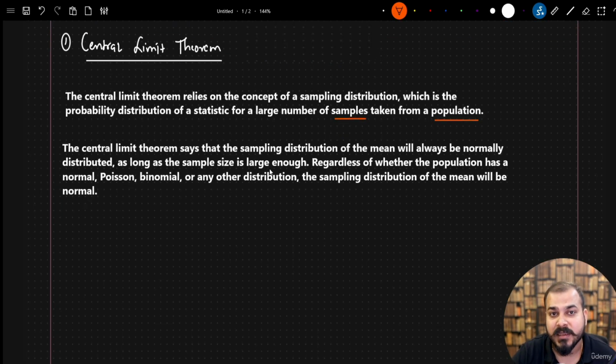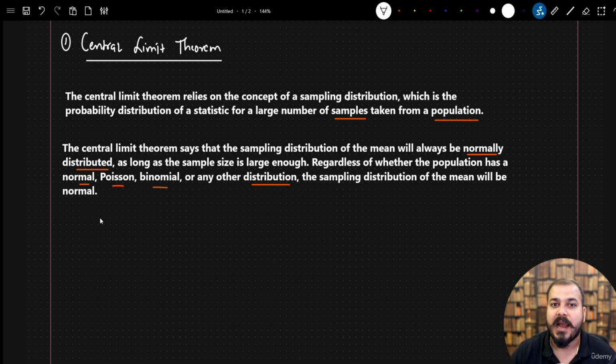The central limit theorem says that the sampling distribution of the mean will always be normally distributed, as long as the sample size is large enough, regardless of whether the population has a normal, Poisson, binomial, or any other distribution. We have not yet discussed the Poisson and binomial distributions. We have discussed normal, but just understand that Poisson and binomial are distributions of data which do not follow a Gaussian distribution.